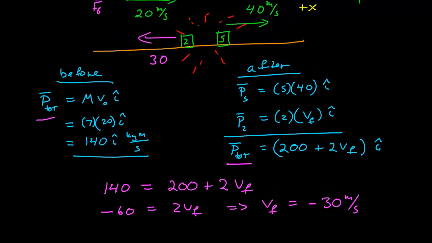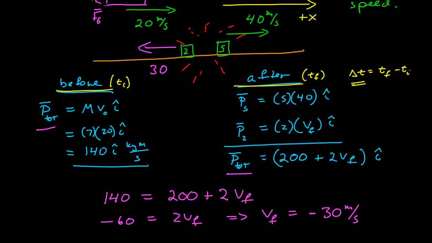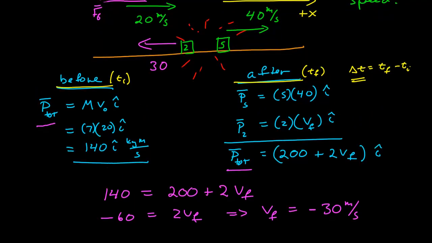So what was that time interval? Remember, that's this before and after. To use conservation of momentum, there's some t initial, and there's some t final, and that gives us some delta t, which is t final minus t initial, and we look at the momentum at these two points in time. This is our time interval. And so what sort of time interval took place here? What was the time interval?